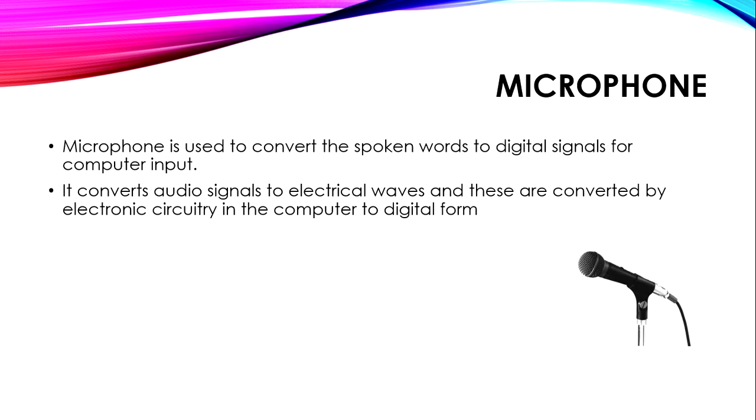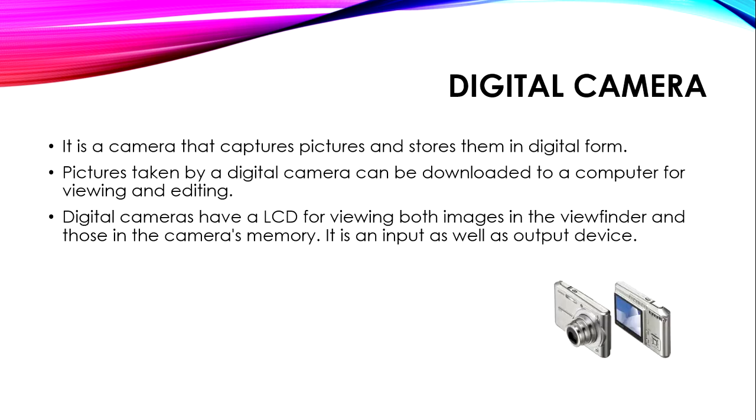The next one is digital camera. Digital camera is used to capture pictures and store them in digital form. Pictures taken by a digital camera can be downloaded to the computer for viewing and editing. Digital cameras have an LCD for viewing images in the camera's memory.